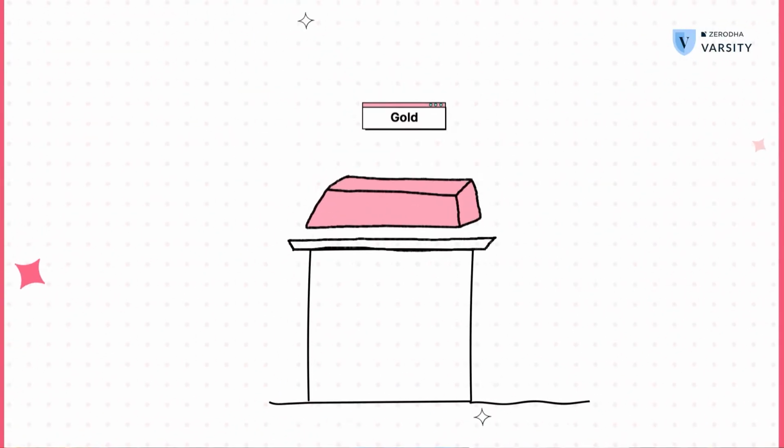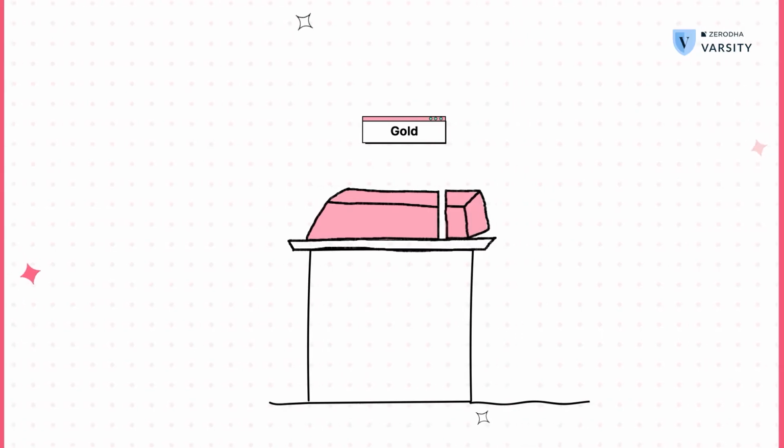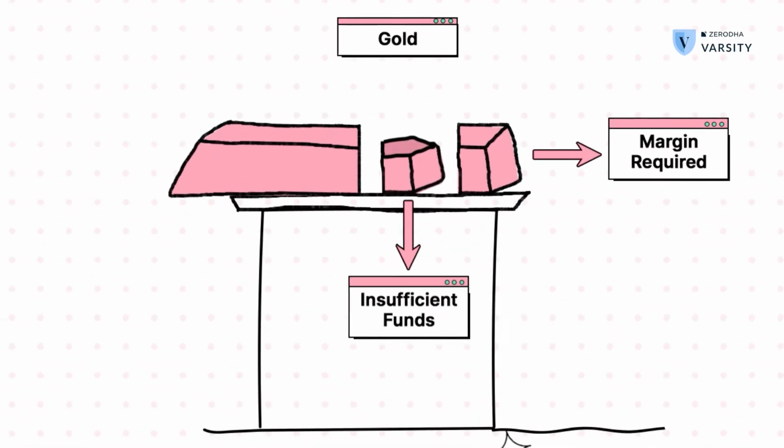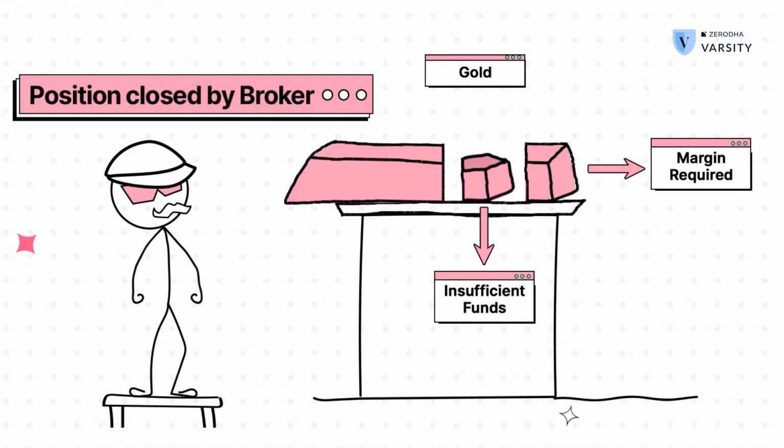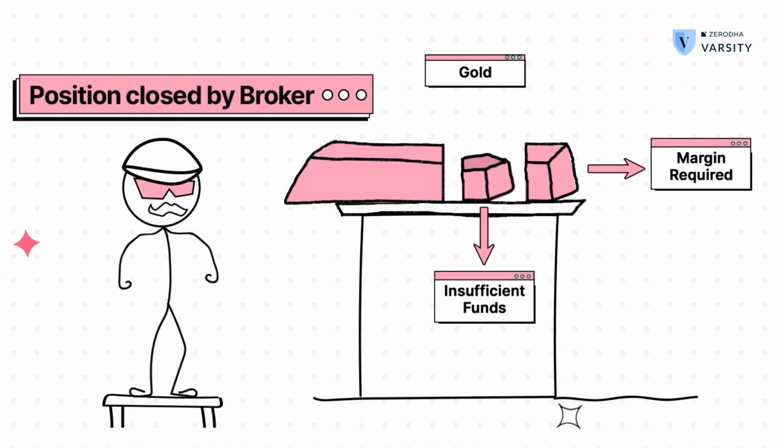And since the margin is a mechanism to prevent default, you actually have to maintain that amount with your broker at all times. Now, let's suppose you're in a futures contract where you need to maintain a margin of, say, 10,000 rupees. Now, for whatever reason, if you're not able to do that, the broker will close your position or square off your position. So therefore, you need to maintain that margin always with the broker, and it'll get blocked when you enter that trade.